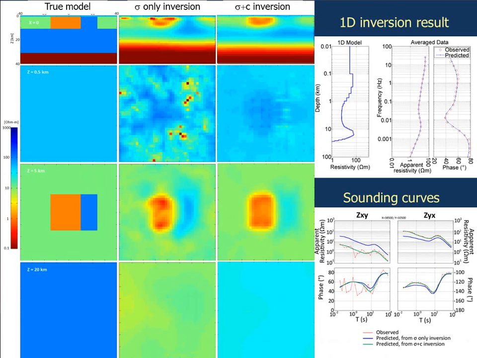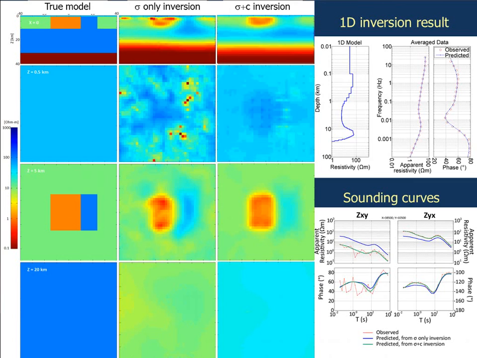And when we look at the conductivity plus distortion inversion, we have a very reasonable and quite accurate representation of the true model. And on this side, we're seeing the result of 1D inversion. As I mentioned before, before running 3D inversion, we run 1D inversion on an averaged sounding curve. So here's the 1D model, depths and resistivity here.